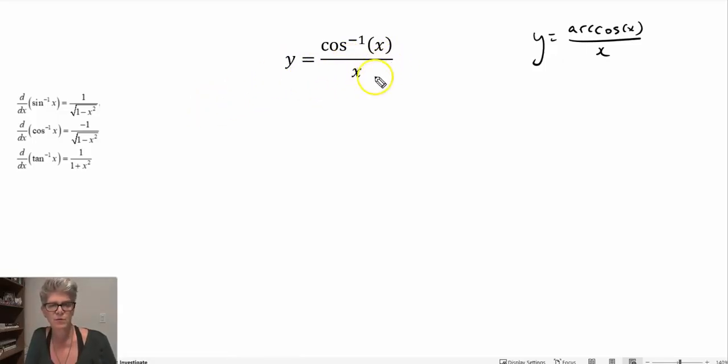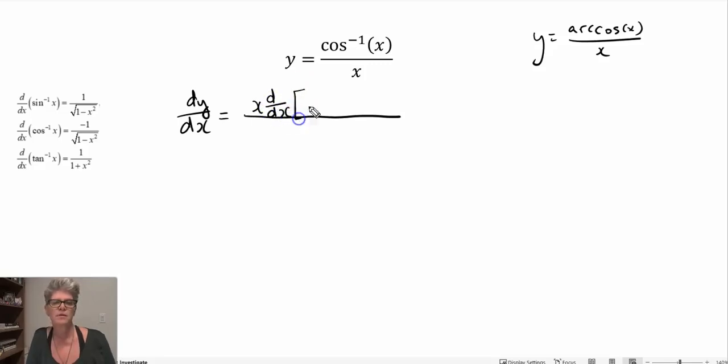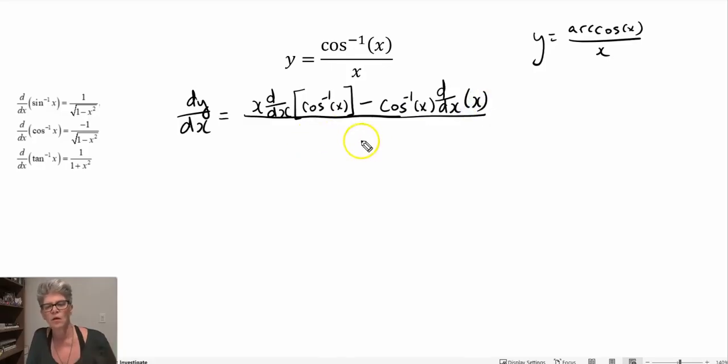So if I take the derivative of both sides with respect to x, I'm going to have dy dx over here is equal to, and the quotient rule says it's going to be the denominator times the derivative of the numerator minus the numerator times the derivative of the denominator, then all over the denominator squared.